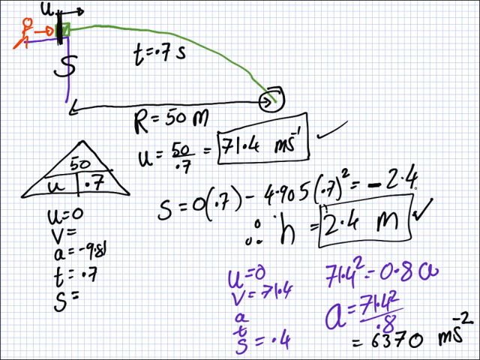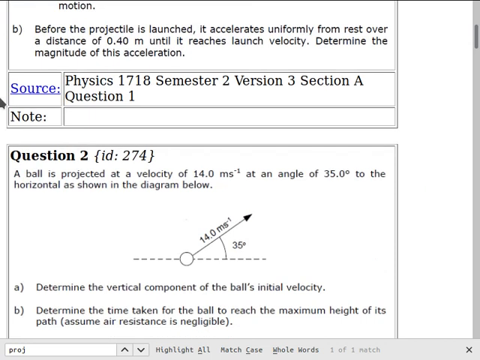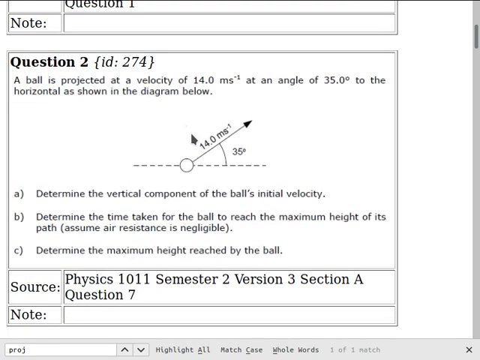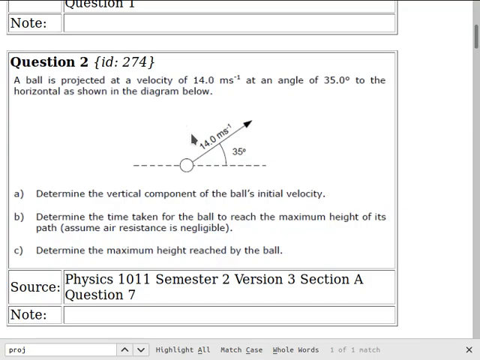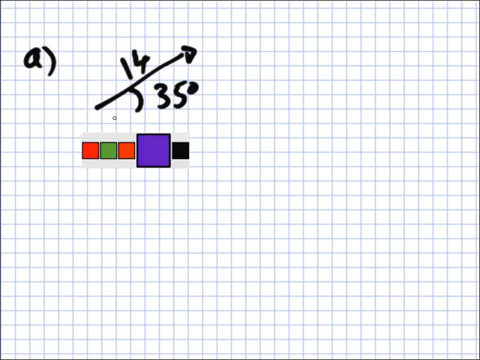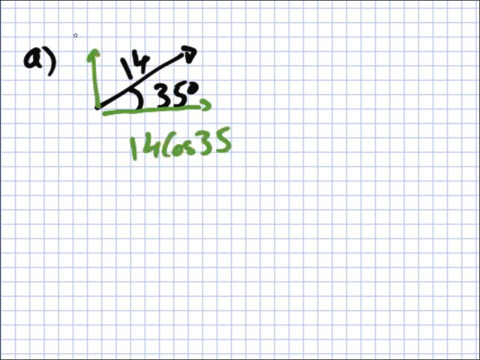Okay. Right, let's have a look at the second question. Oh, I suppose I can check the answer by this. Number 2. A ball is projected at a velocity of 14 and an angle 35. Determine the vertical component. That's this one here. If that's 14 and that's 35, then this one here is 14 cos 35, and this one here is what we want: 14 sine 35. In this situation, 14 is what?